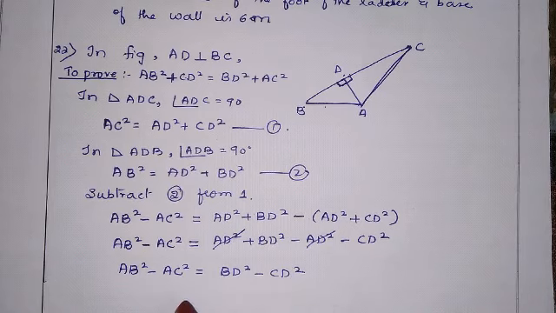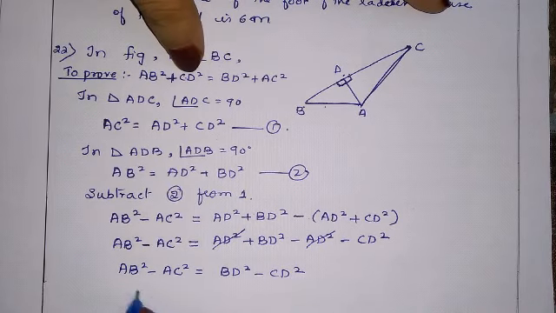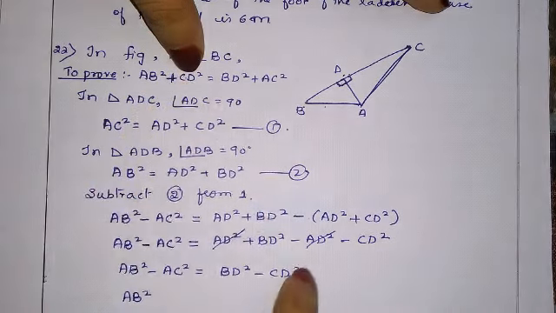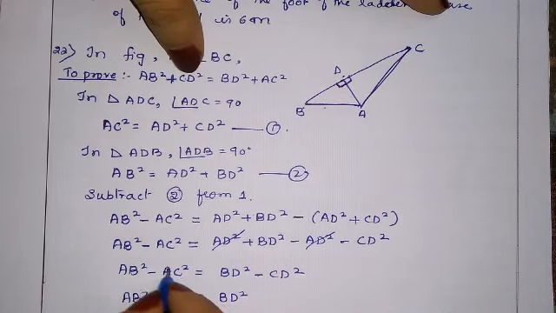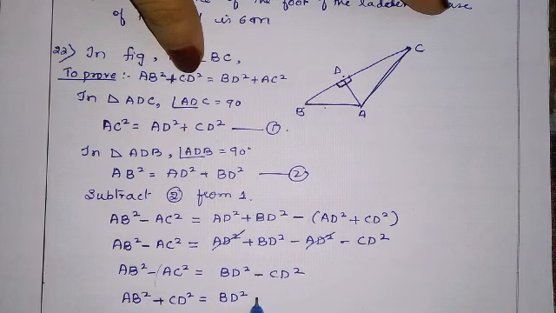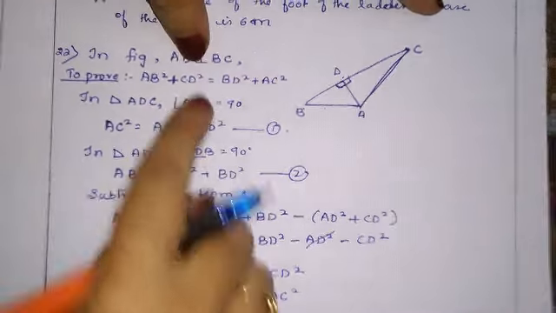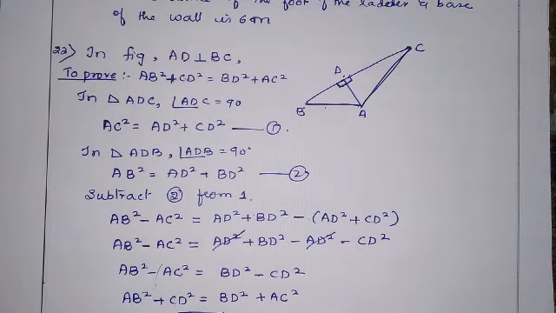Okay, what is left? Now our focus should be on what to prove. AB square here only it is, let it be. We need CD square, so if I bring minus CD square here it becomes plus CD square, is equal to BD square here only, and minus AC square if I bring here, plus AC square. That only they have told us to prove, so we got the answer. Let us see the next question now.